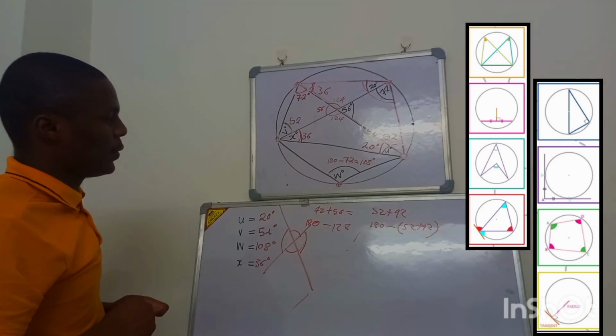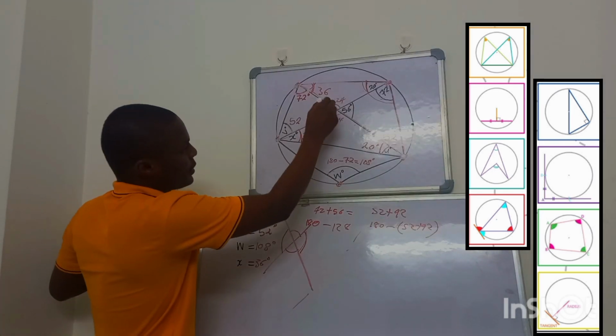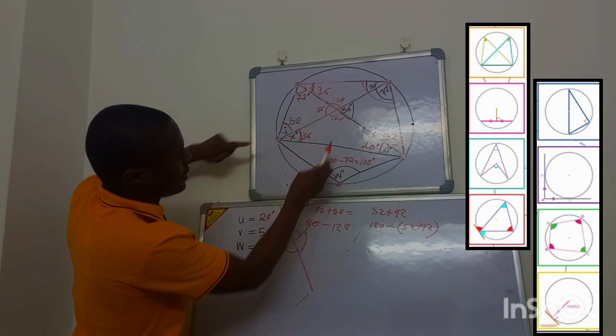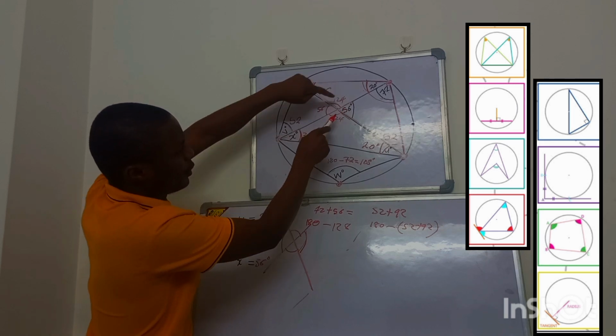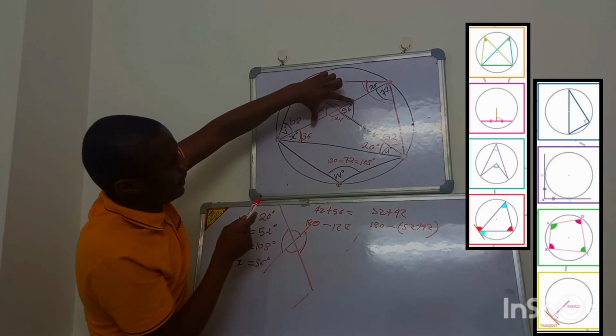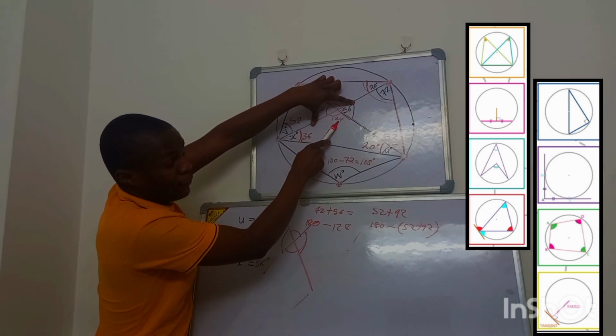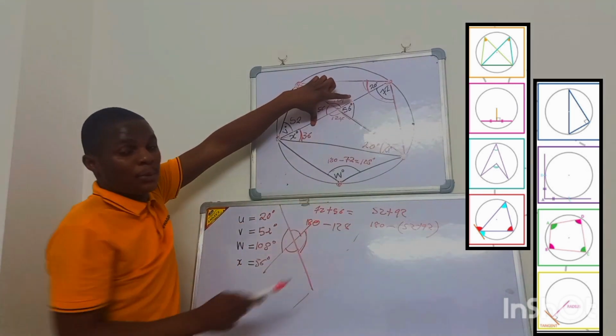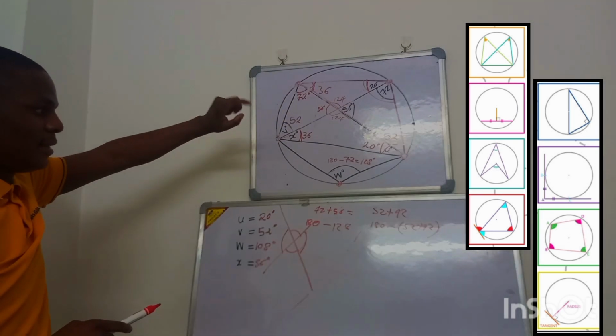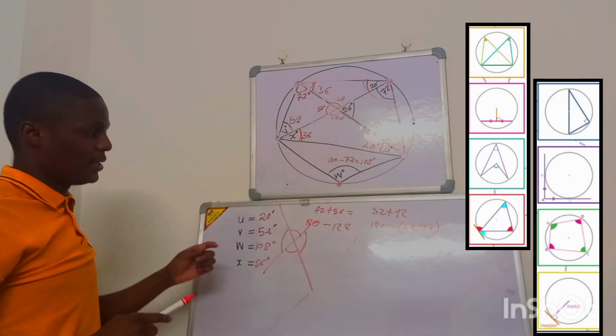Right? Also, take note of these. When you see the crosses, the opposite angles are equal. Then 56 and 124, they are on a straight line, so they add up to 180. That is all you have to do on this question, guys.